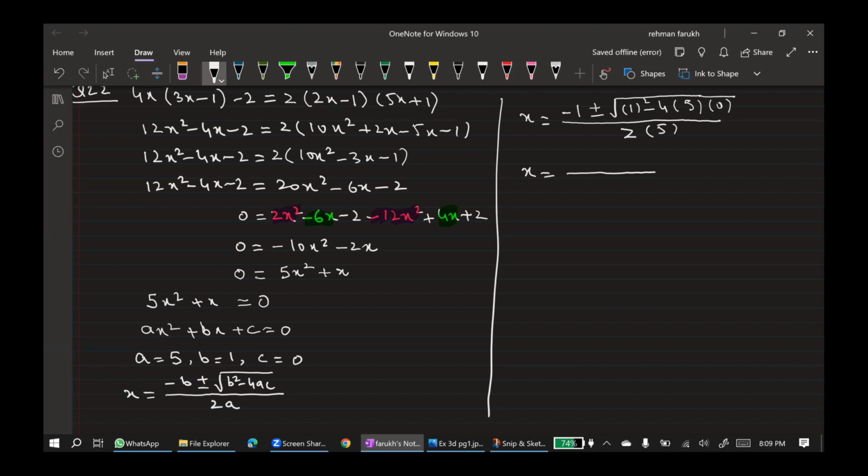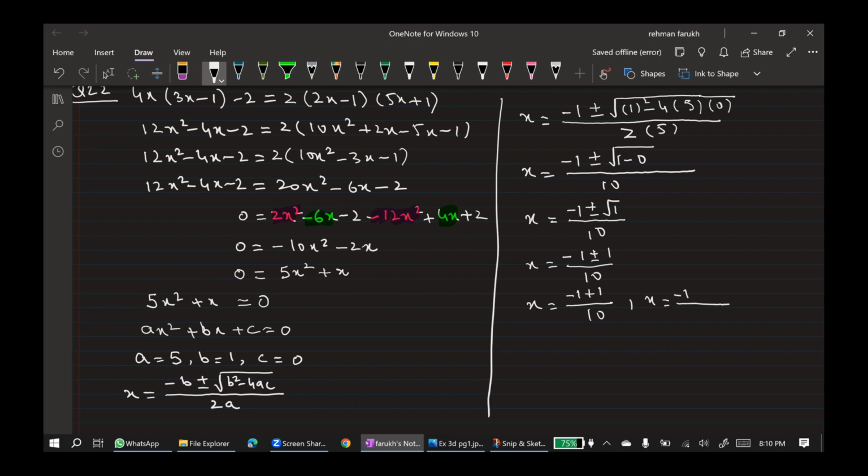X is equal to -1 plus minus 1 minus 0 over 10. X is equal to -1 plus minus under root 1 over 10. X is equal to -1 plus minus 1 over 10. X is equal to -1 plus 1 over 10, and X is equal to -1 minus 1 over 10. X is equal to 0 over 10, X is equal to 0. X is equal to -2 over 10, X is equal to -1 over 5.